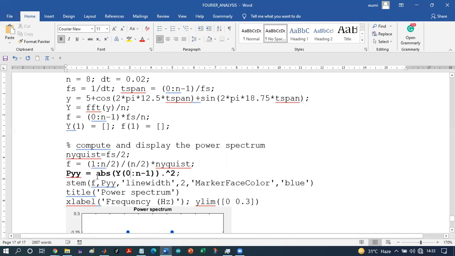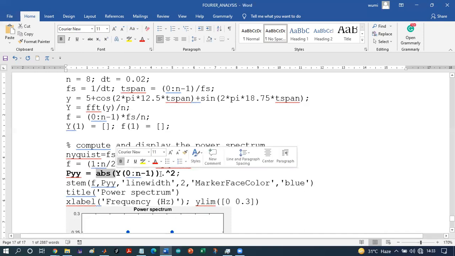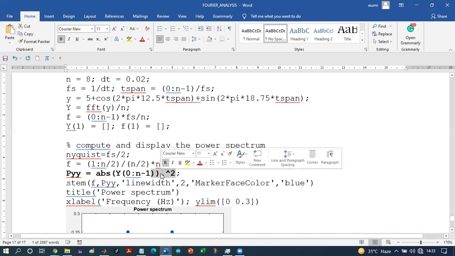Then this ABS is the absolute value, and this represents the squared. Remember, the power spectrum is the squared: you find the square, then you get the absolute value.